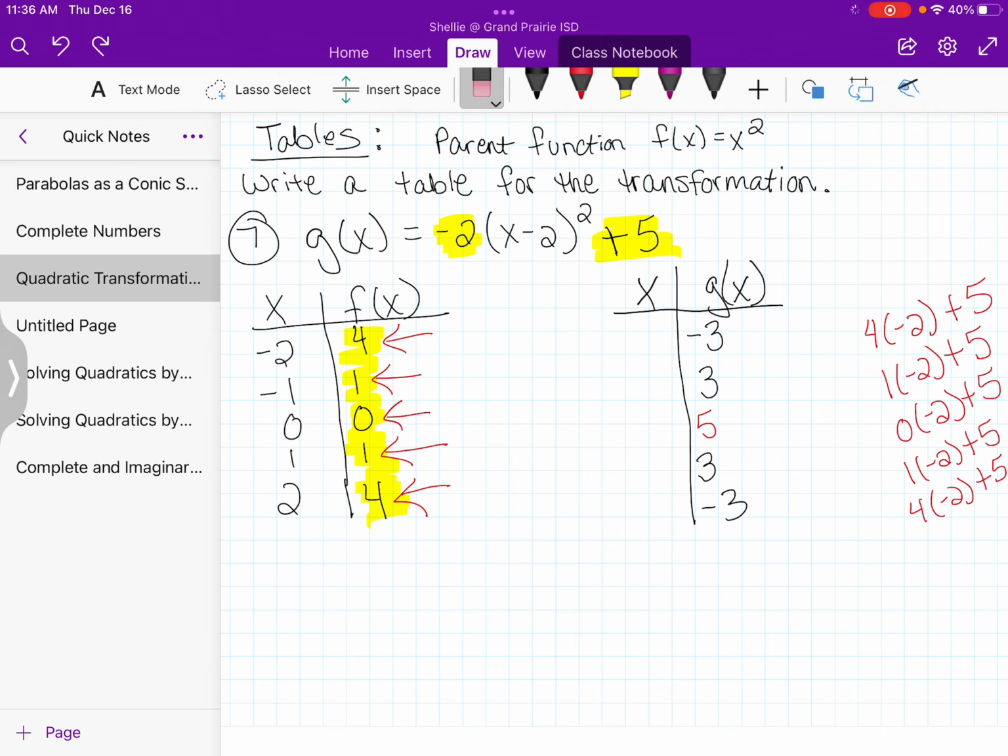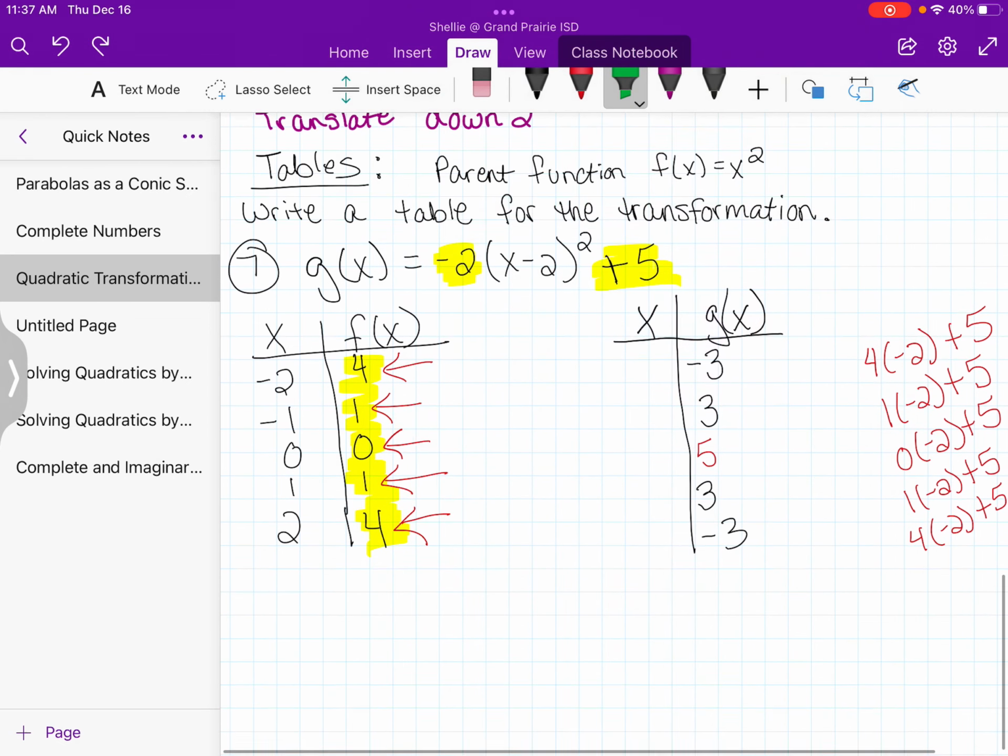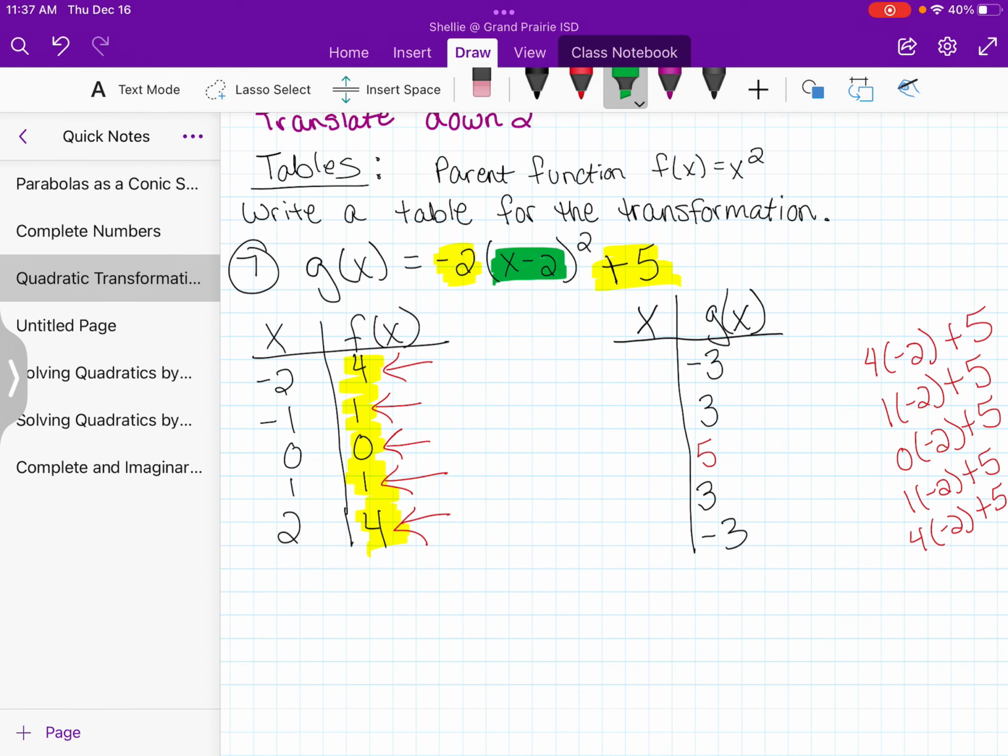Now, I need to do the horizontal transformations. The horizontal transformations happen inside the parentheses. So here inside the parentheses, you can see that we're taking the x value and we're not multiplying, we're subtracting 2. So I'm going to take all of these horizontal values or x values and, right here, I have -2 minus 2. Is that right? Oh no, I want to add 2.